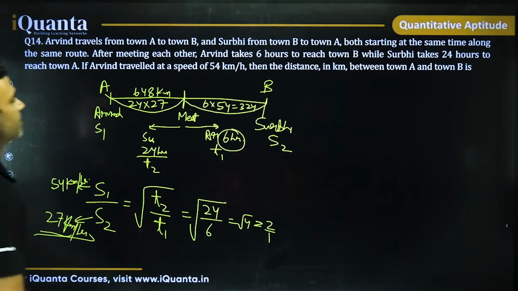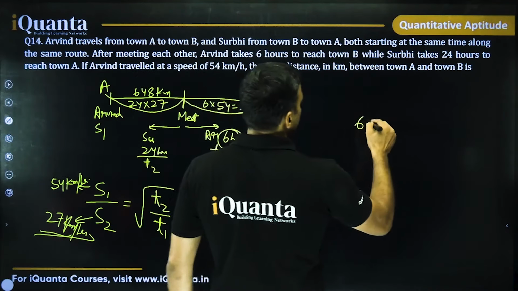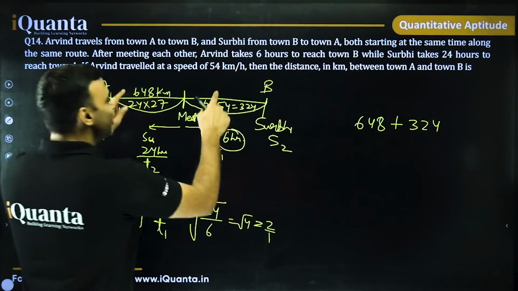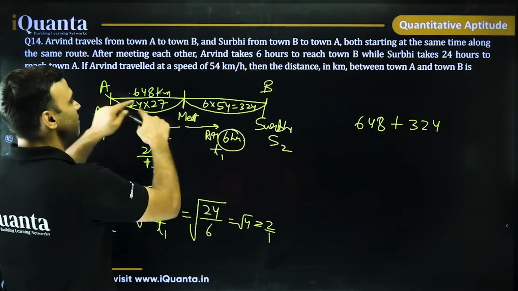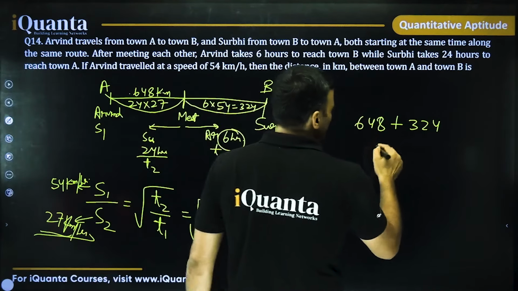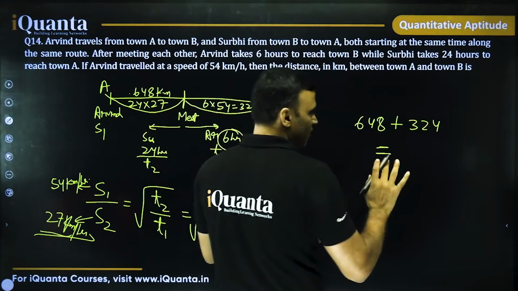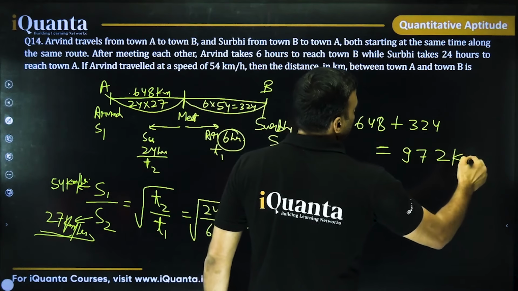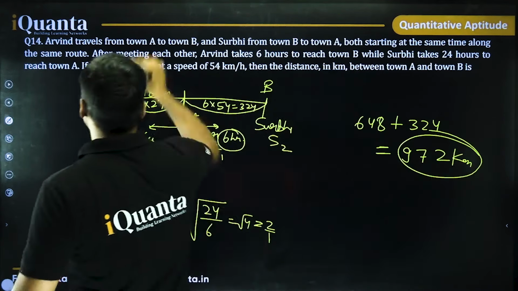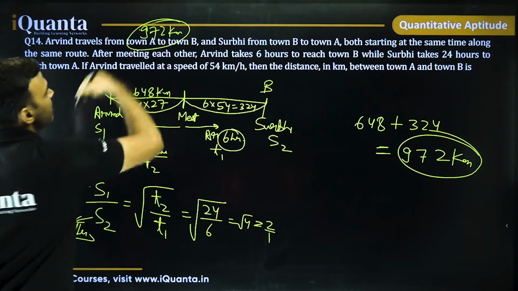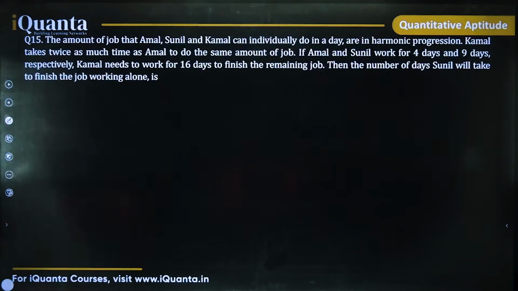So the total distance should be 648 plus 324. You could have also seen that the ratio of these two distances is equal to the ratio of speed, so 2 is to 1. So just calculate one distance and the double of that will be this one. Anyways, there are so many things that happen simultaneously, don't worry too much about it. 6 and 3, 972 kilometers. So the answer of this question should be 972 kilometers.